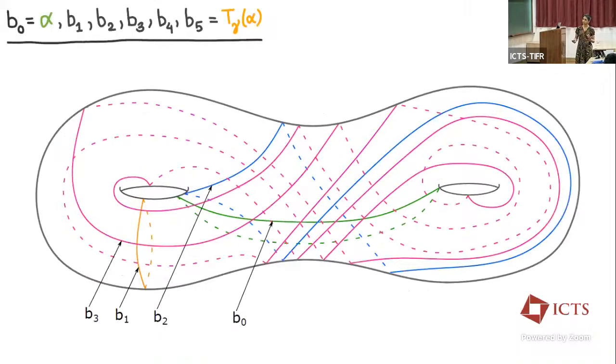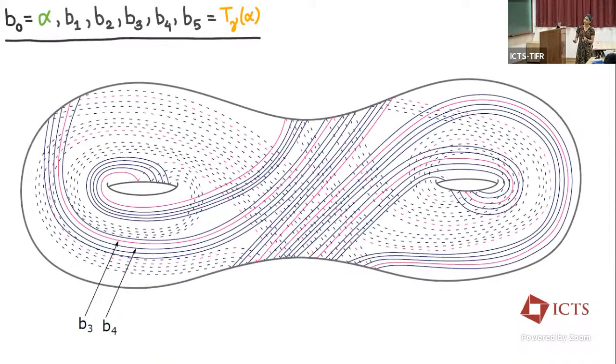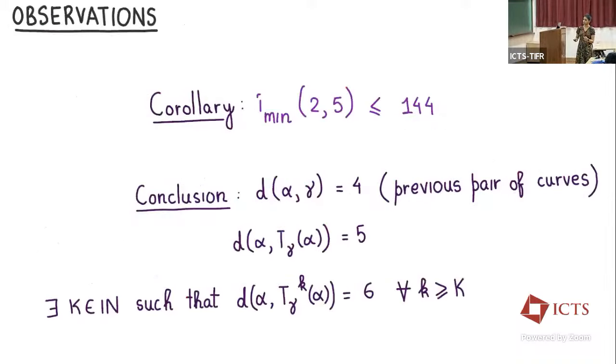Here I have just the geodesic between the two curves. I can see here that B0 and B1 are not intersecting, and if you take consecutive vertices, they are disjoint from each other. Here I have B3 and B4, which will be a component of the geodesic. They are again disjoint from each other. And one of the easy corollaries of this is that I_min of 2 comma 5 will be bounded above by 144.